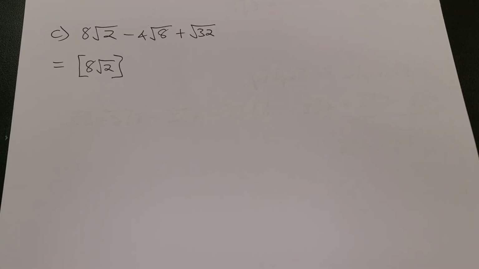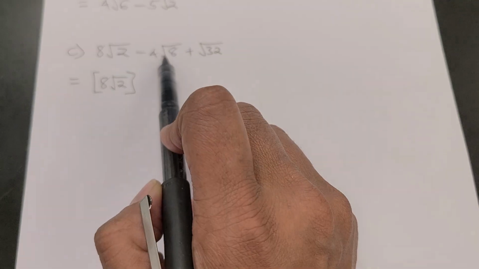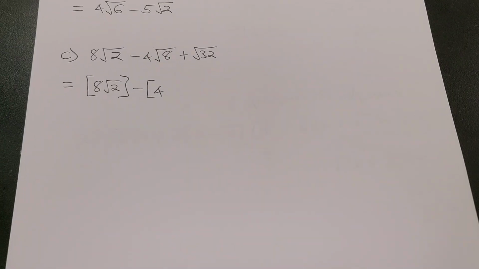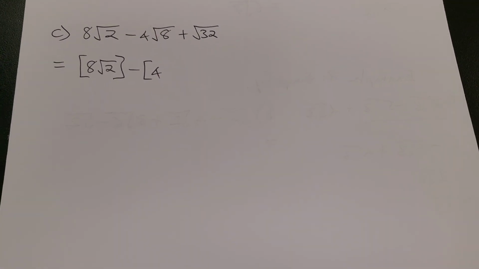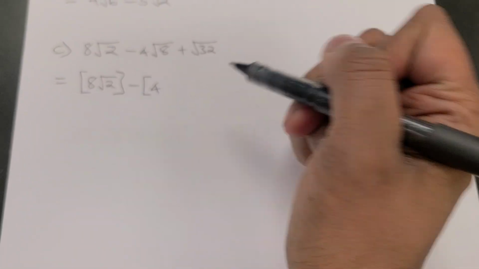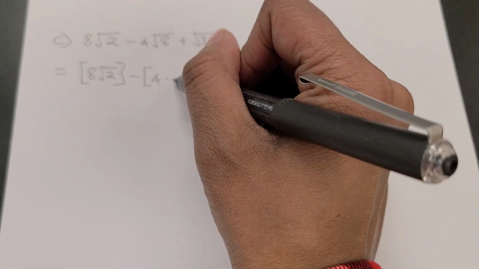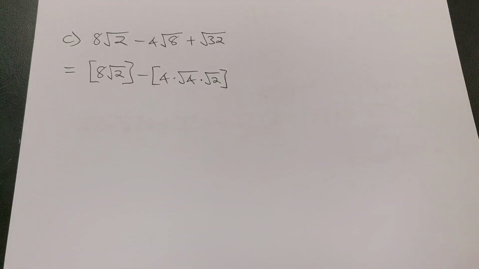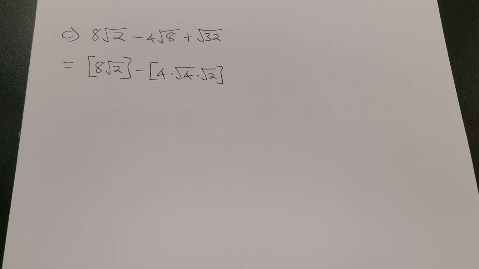Okay, so we're going to keep the 8 root 2 the same. So let's go to the second term. I'm going to keep the 4 outside, inside the brackets. And I'm going to break down the root 8 into square root 4 times square root 2, which gives me square root 8. Okay, close the bracket.